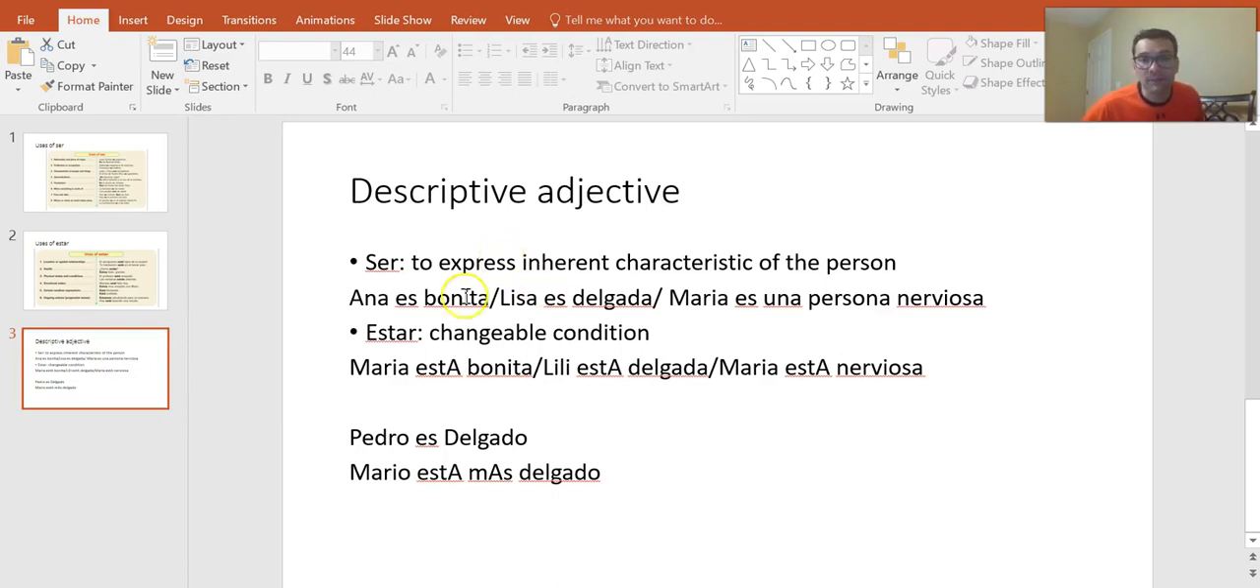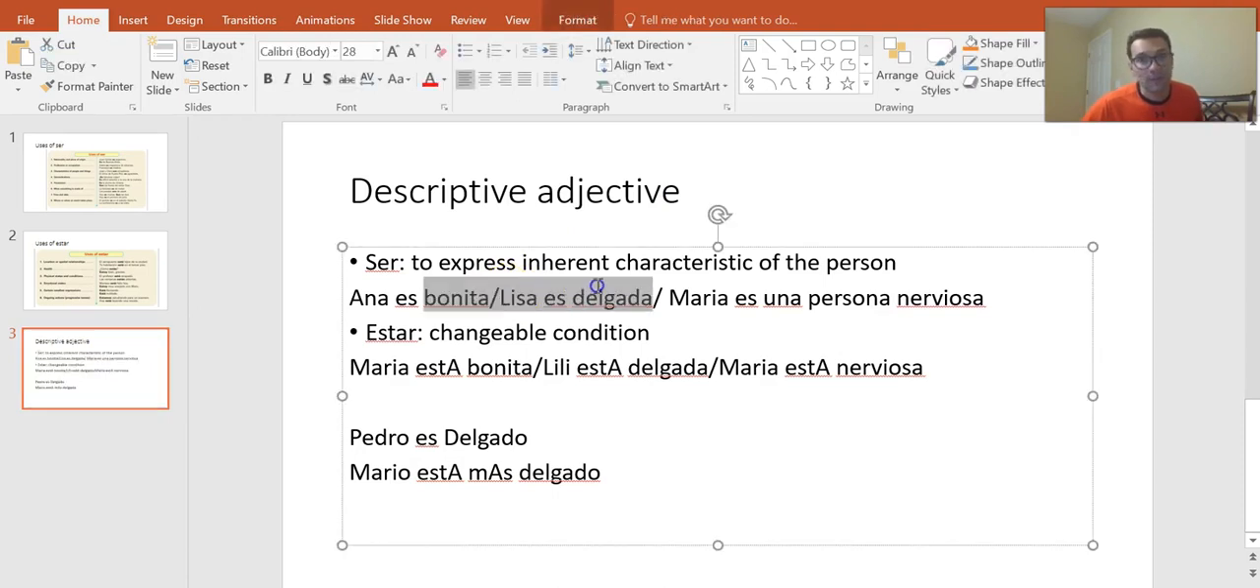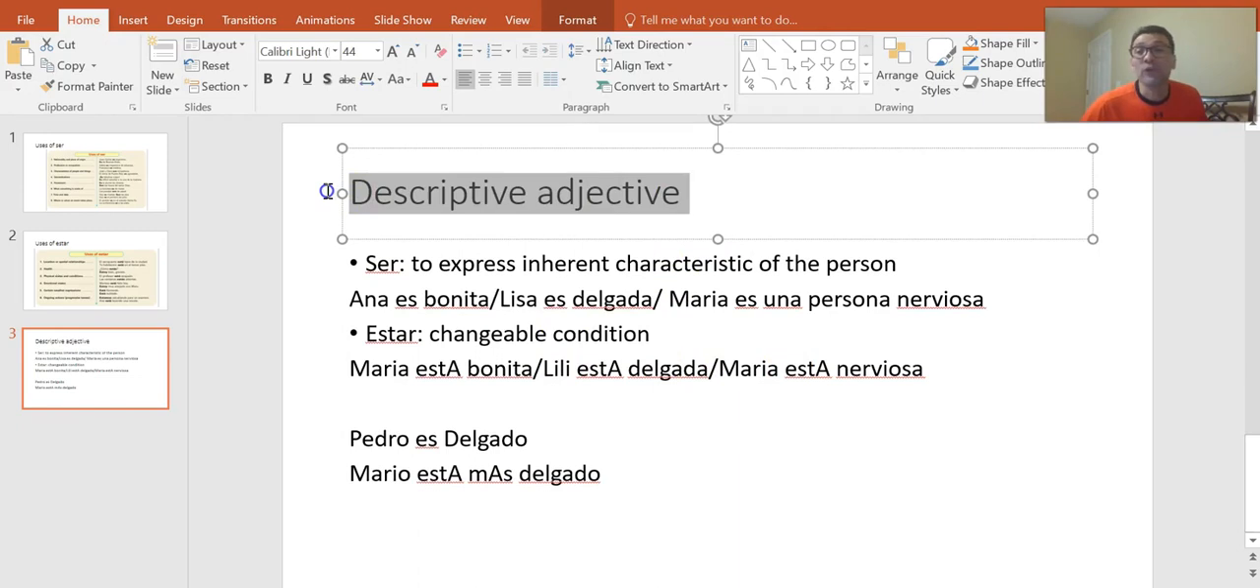And this is the example. Lisa is a thin person, always been, an inherent characteristic of the person. I would say Lisa es delgada. But if my sister was sick and losing weight, I go to visit her and say, wow, she looks thinner. I would say Lili está delgada. Okay? So that's that. It had to do with connotation.